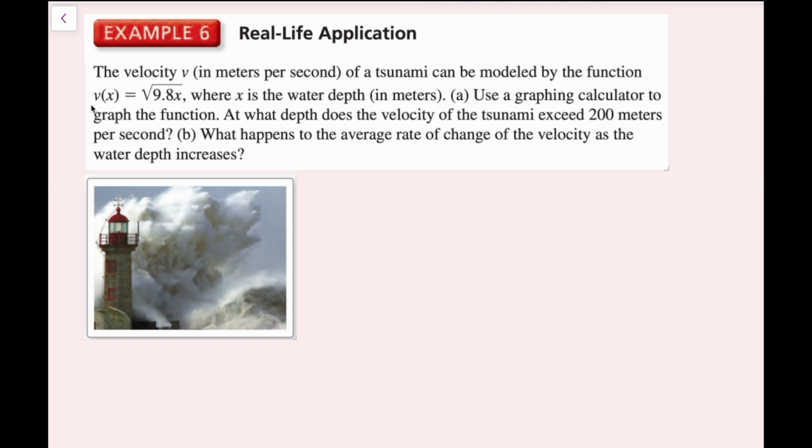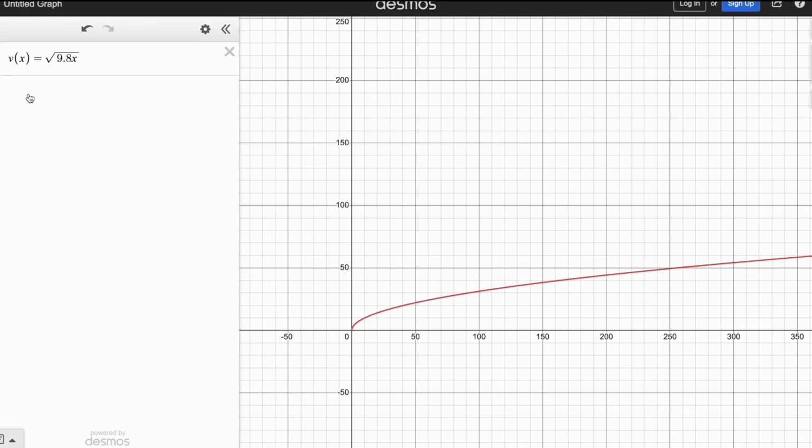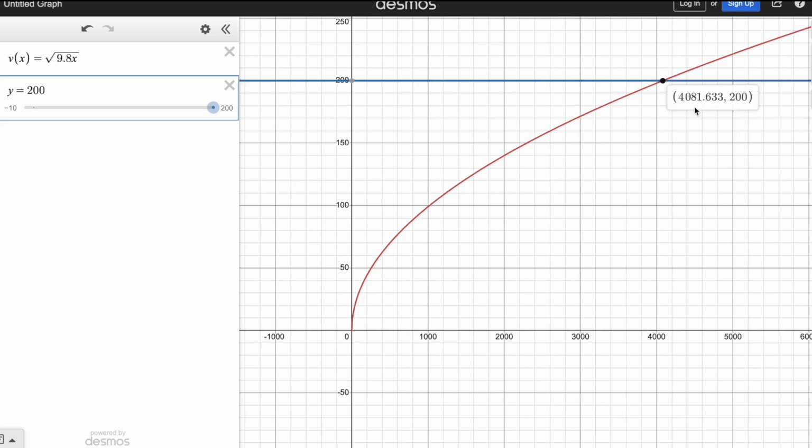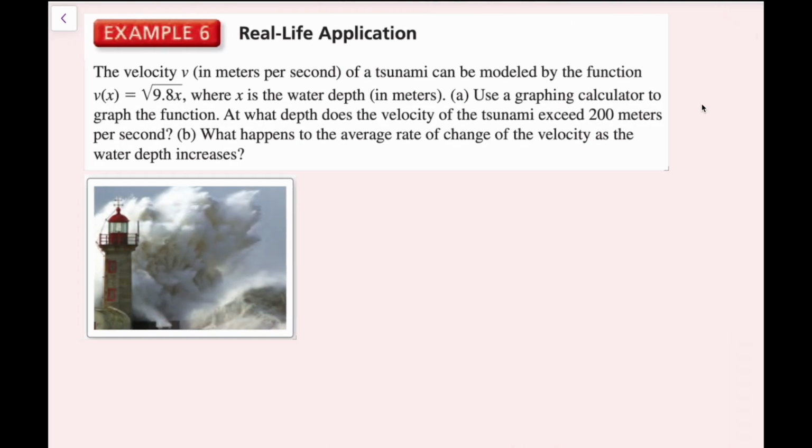Well, the velocity is the output. So what I can do is graph y equals 200 here and see, I'll move this over. So the interpretation of this is that the velocity of the tsunami gets over 200 at about 4,082, let's say. Let's round this. So for part A, I'll write that down.